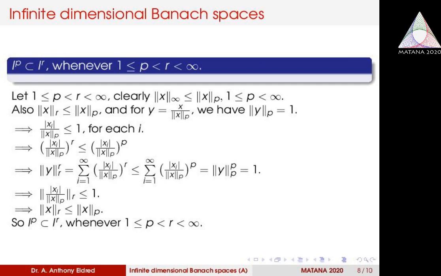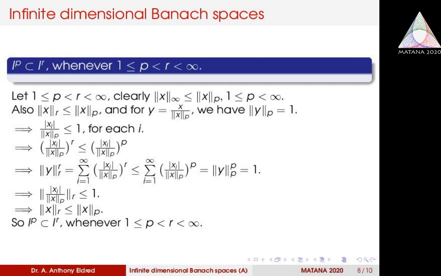that the infinity norm of x is less than or equal to the p norm of x, for 1 less than or equal to p less than infinity, because the infinity norm of x is nothing but the supremum of modulus of xi, and definitely it is less than or equal to the p norm, which is actually the sum of the pth power of its coordinates.